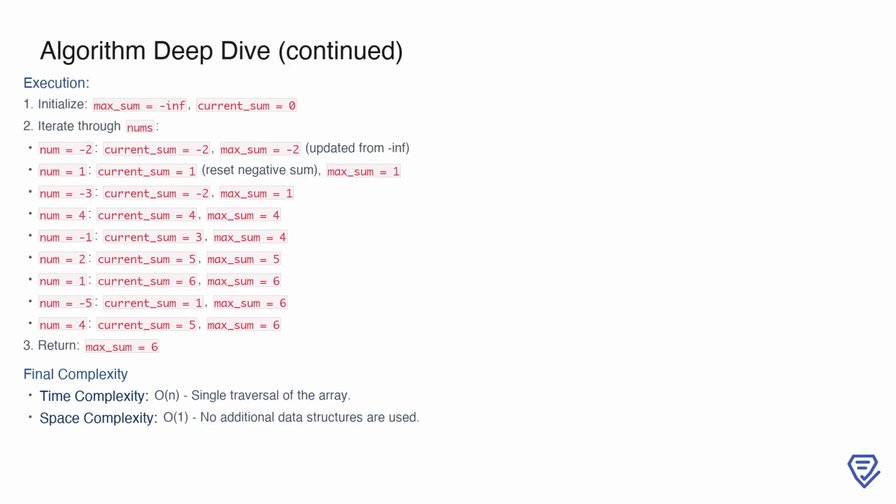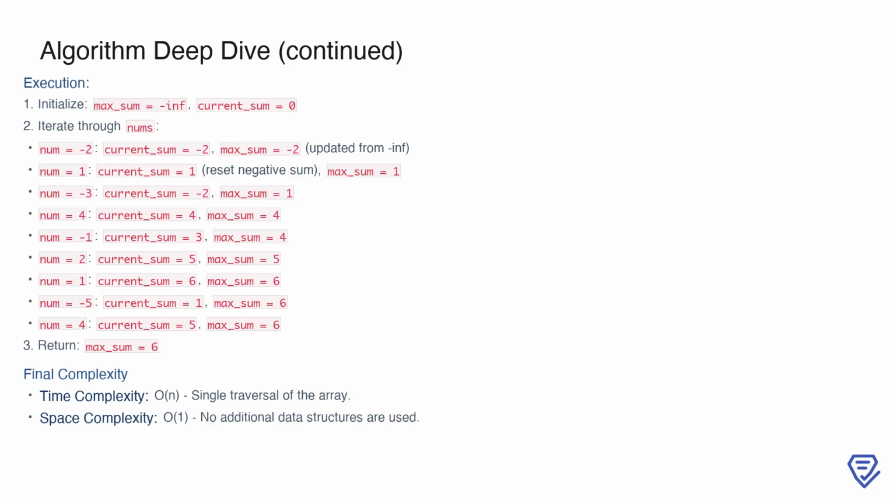The next element 1 resets current_sum to 1, which becomes the new max_sum. For -3, current_sum drops to -2, but max_sum remains 1. With 4, current_sum increases to 4, and max_sum is updated to 4. As we progress, -1 reduces current_sum to 3, but max_sum stays at 4.